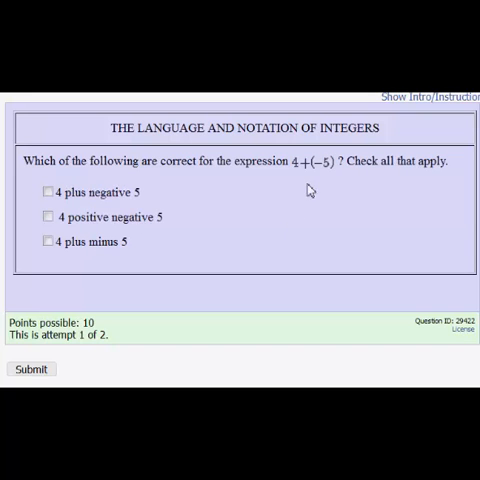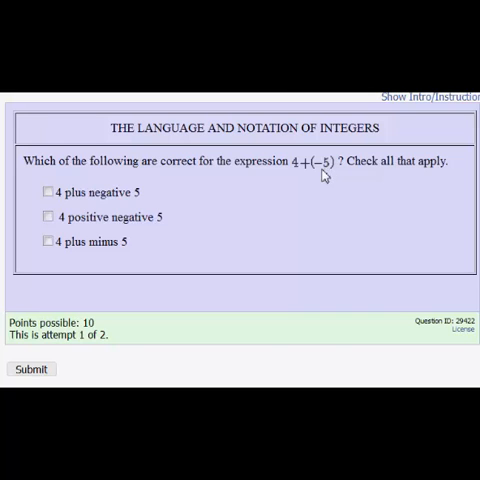Here's an example where we have two numbers, 4 and negative 5. The symbol in between would not be read positive, it would be read plus. So 4 plus, in these two statements are correct. 4 positive would be wrong. So the second choice is definitely wrong. The rest of it would be 4 plus negative 5.